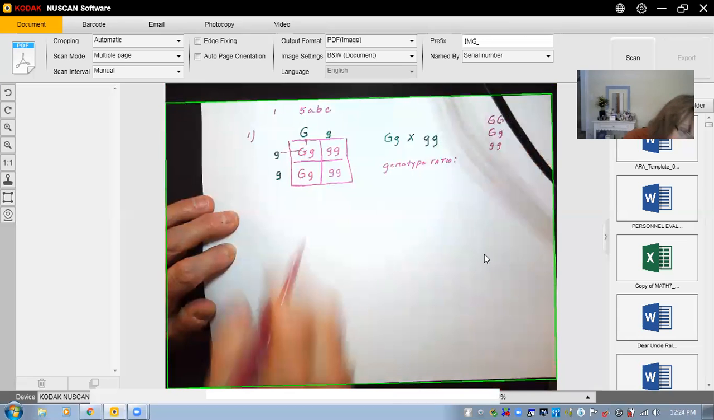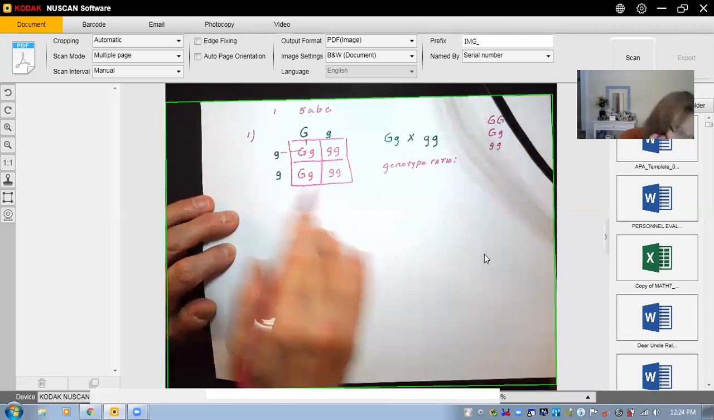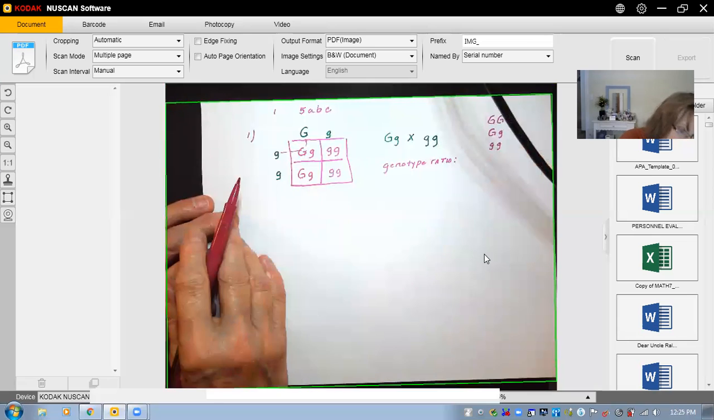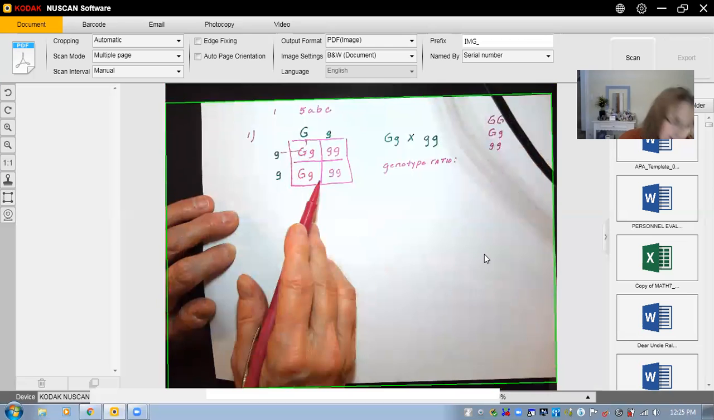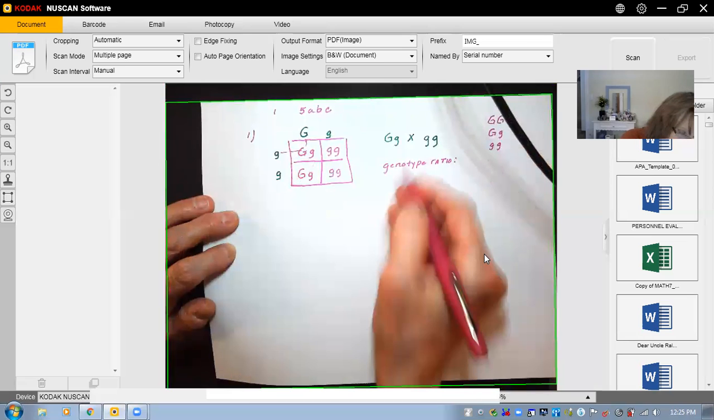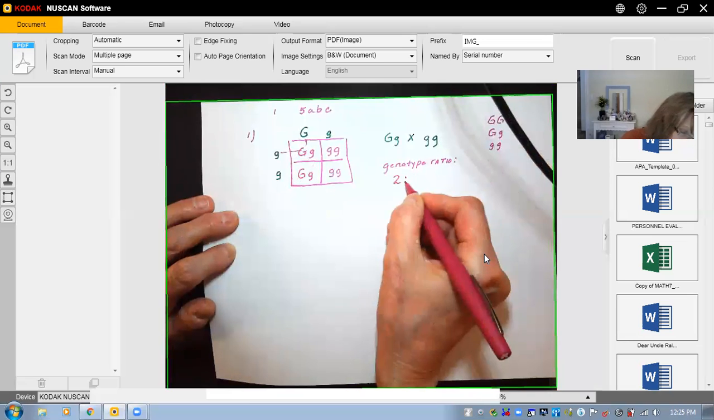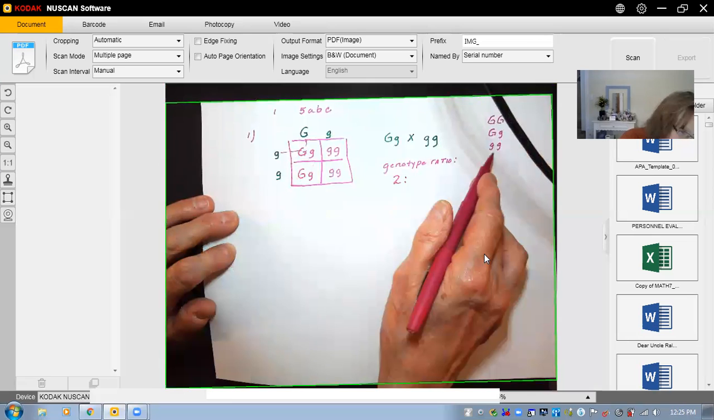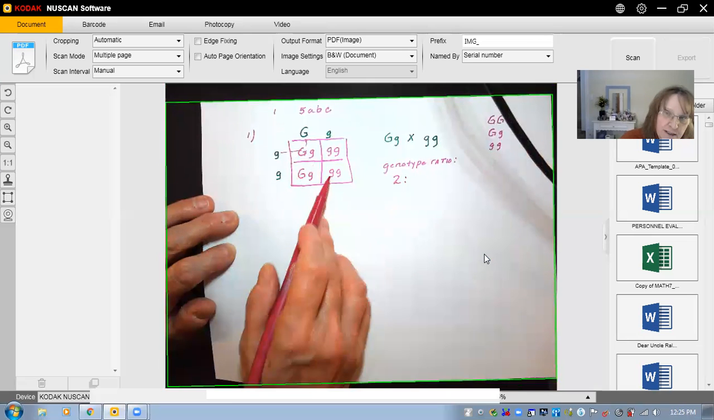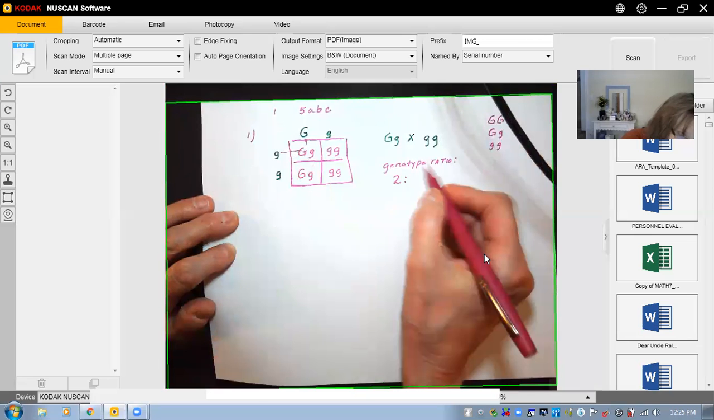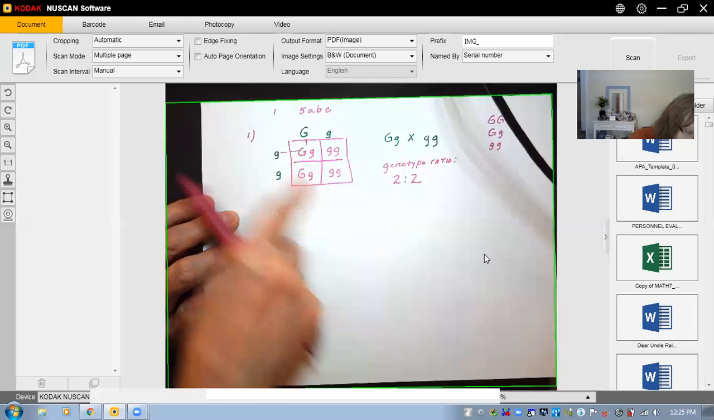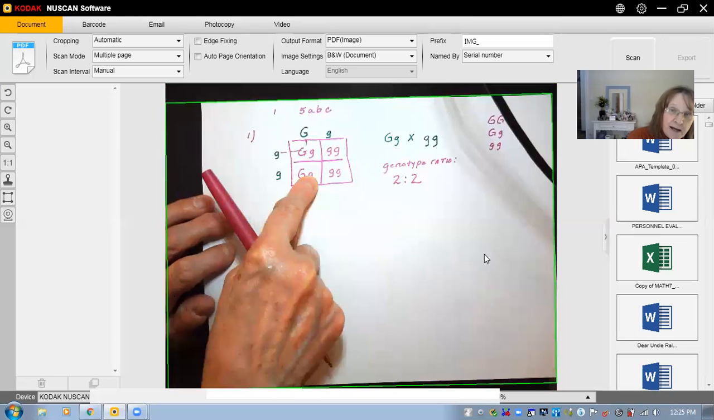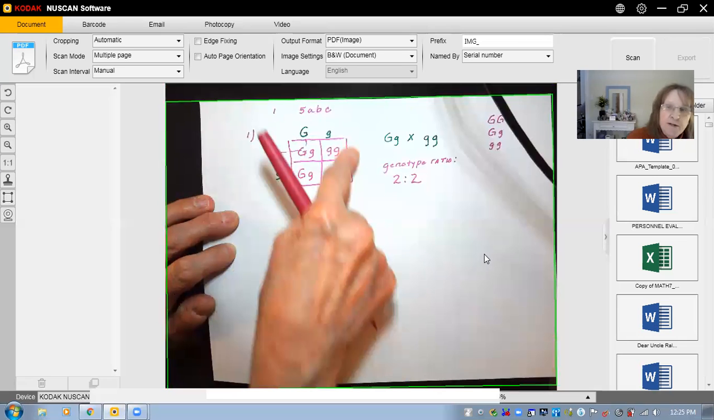So there's no capital G, capital G there. I don't see any, so that's a 0. So just leave that off. How many capital G, lowercase g's do we see out of the 4? I see 1, 2. Then, last but not least, how many lowercase g's do you see here? You see 2. So the genotype ratio is 2 to 2. That means that there are 2 capital G, little g's out of the 4 for every 2 lowercase g, lowercase g, 2 to 2.